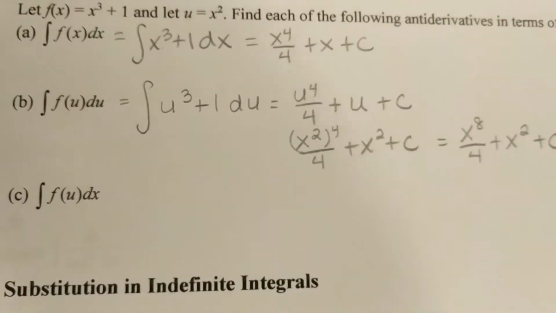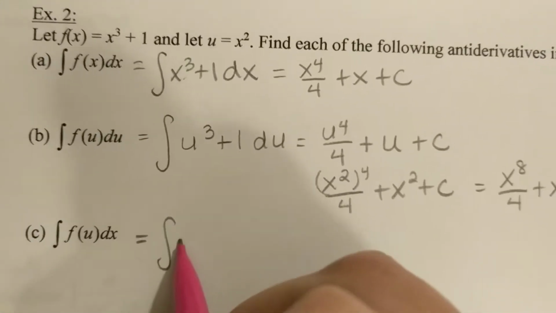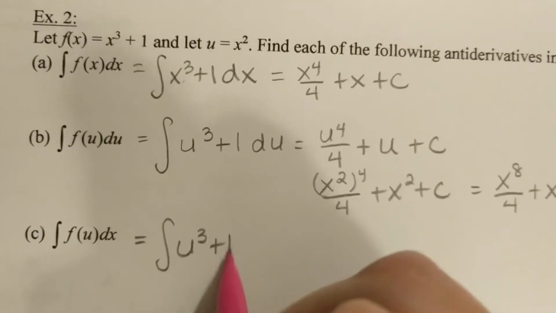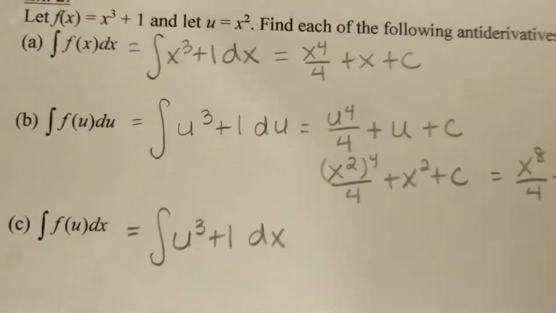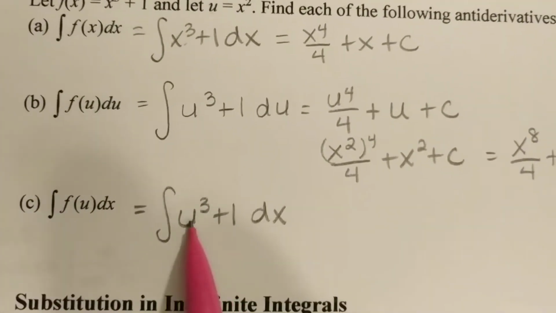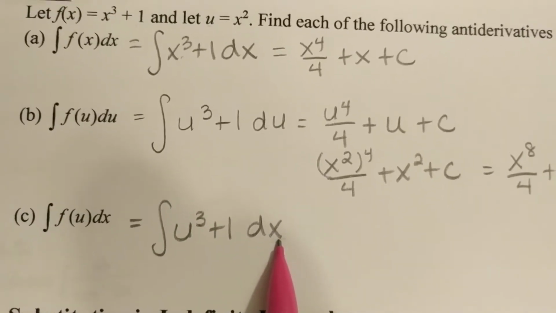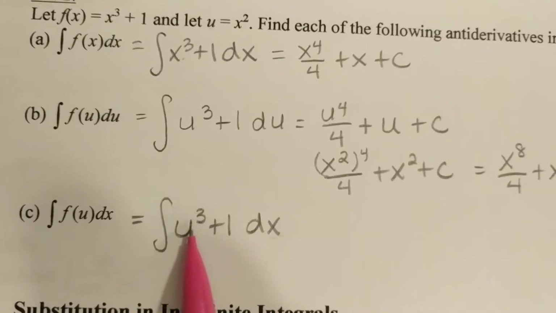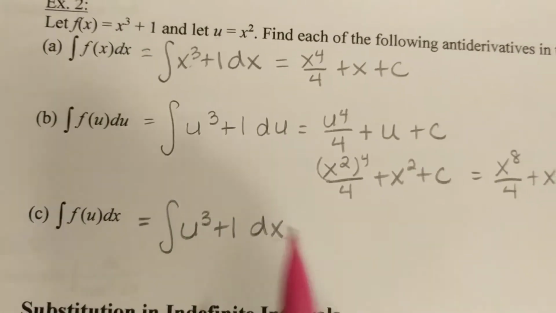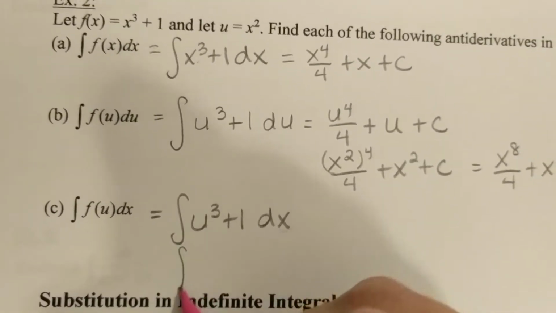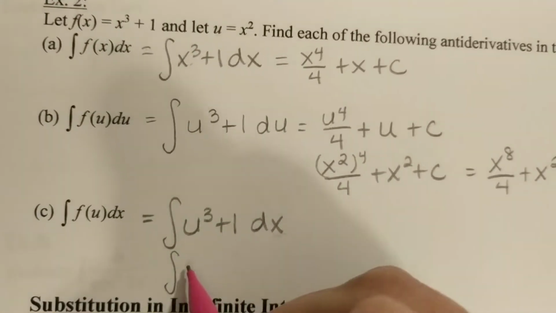The last one gets a little bit trickier. It says f of u dx. So we get u cubed plus 1, that's f of u, but then it says dx. I can't do the antiderivative of u cubed plus 1 with respect to x. So in this case, I have to replace the u here in order to be able to do the antiderivative. So we know that u is x squared according to the function up here.